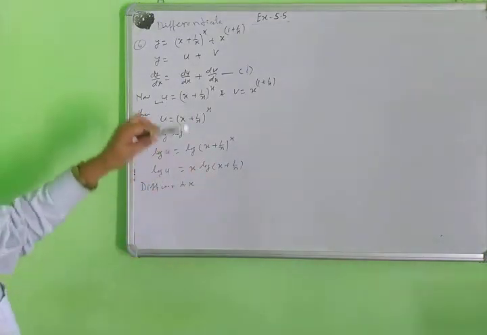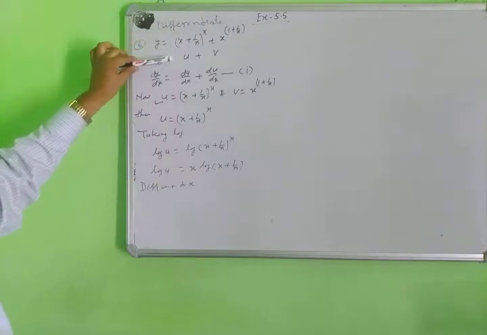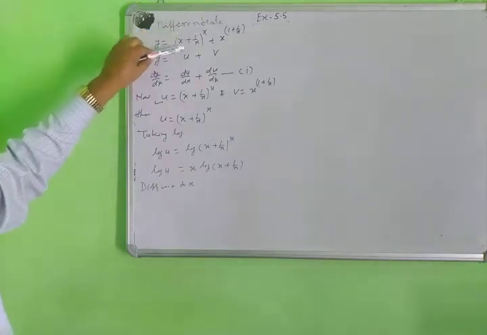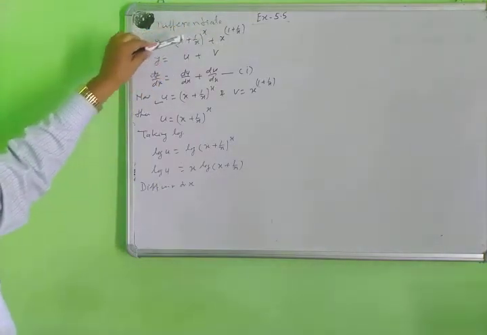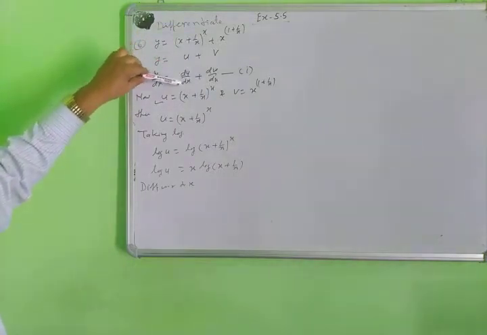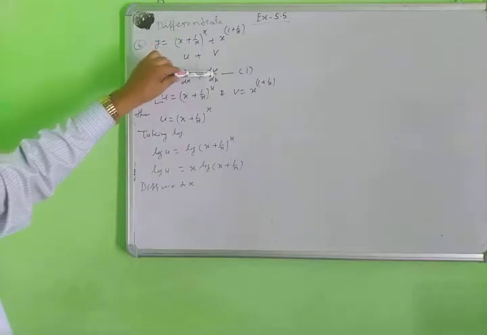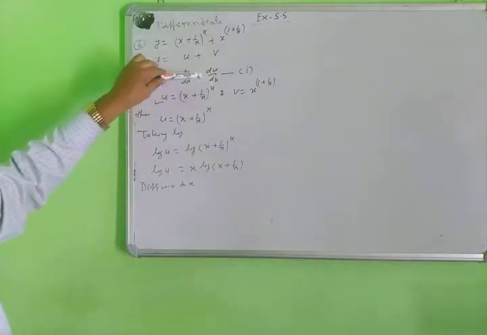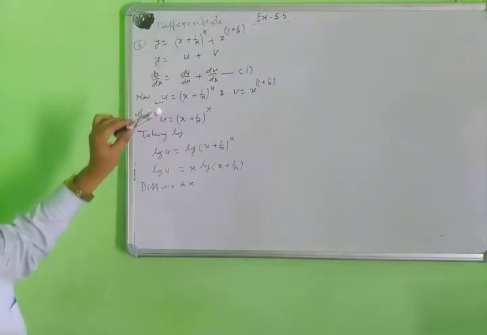Now look here first. This is the given question. First write in this form, u plus v given. This first term will be the u, second term will be the v, and differentiate this term here. Then you will find the du over dx in this step, and in this step you will find the dv over dx, and putting your values, then your final answer.